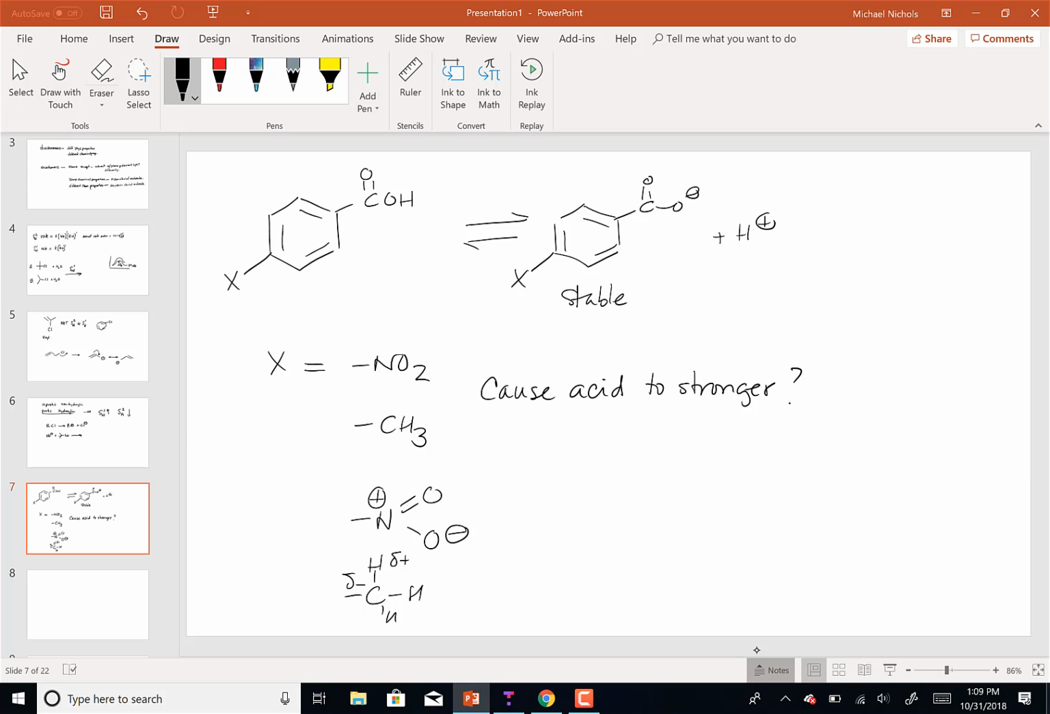So what's going to pull it? A nitro group. Why? It can be as simple as there's a plus charge there. So that plus charge is going to take electron density from the ring. The ring's going to take electron density from the C double bond O, O minus group.